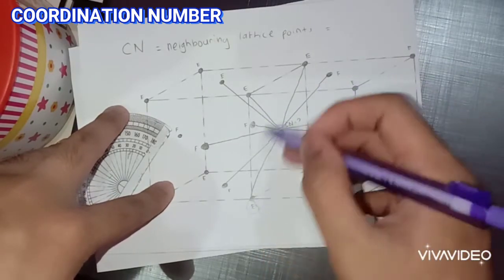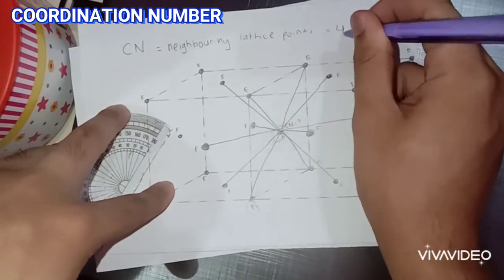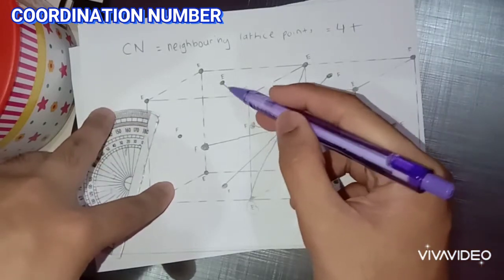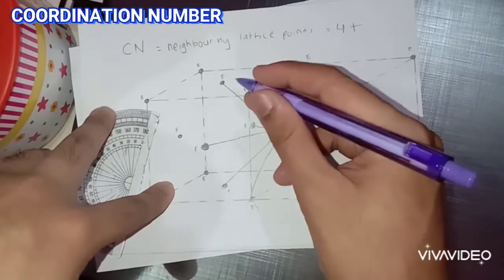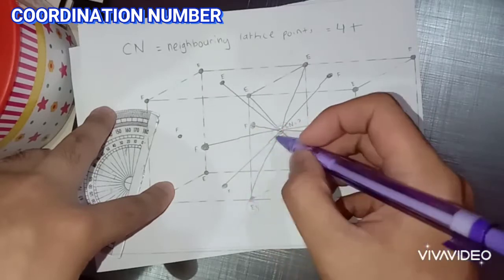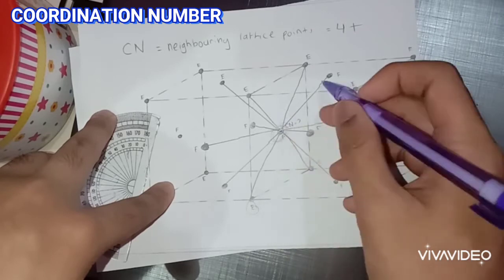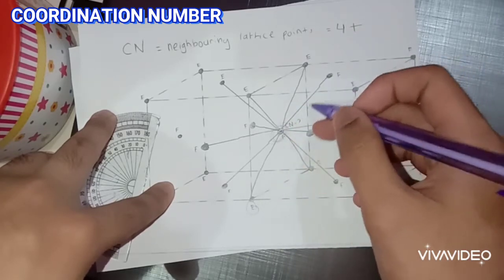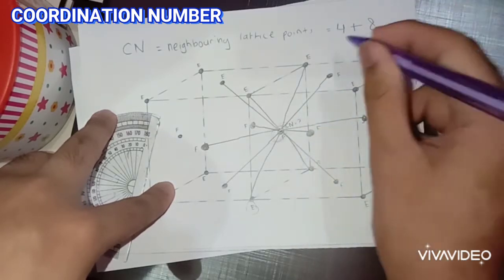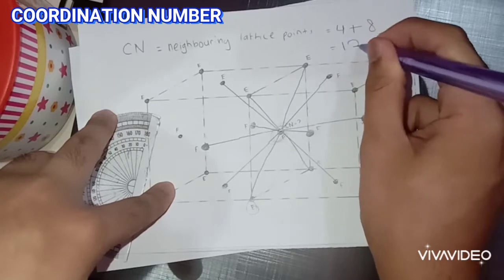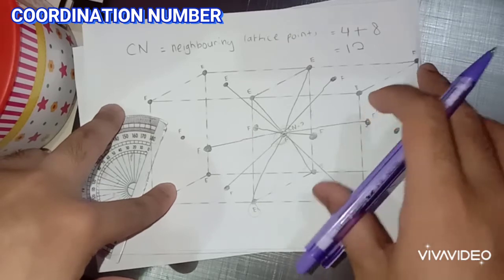How many do we have? We have 4 edges, so 4 plus the faces: 1, 2, 3, 4, 4 faces, which are neighboring lattice points to our target lattice point, plus the other 4 side face lattice points, which makes 8. Sorry, we will get 12. So the coordination number of our FCC is 12.